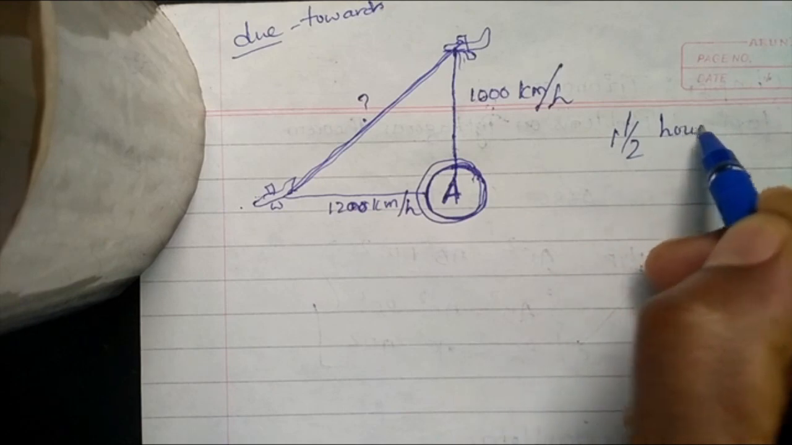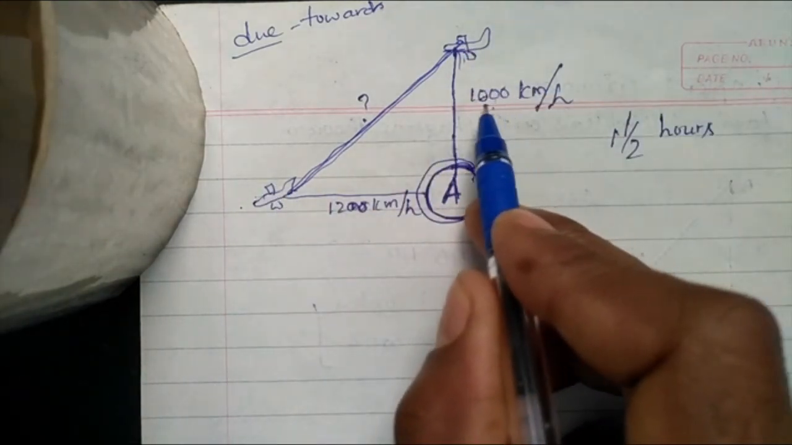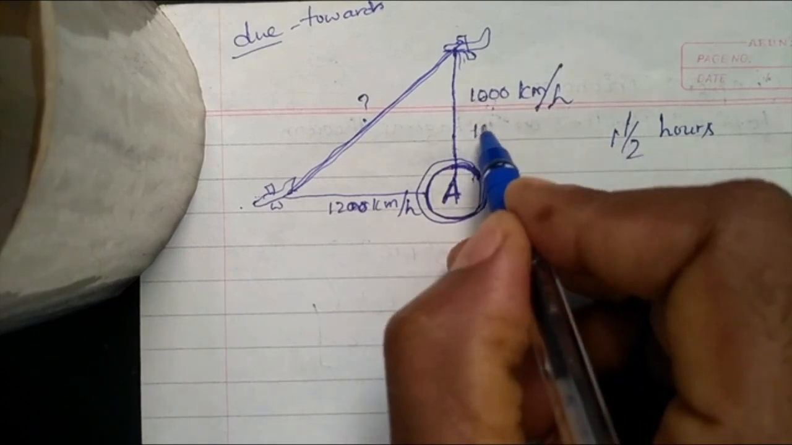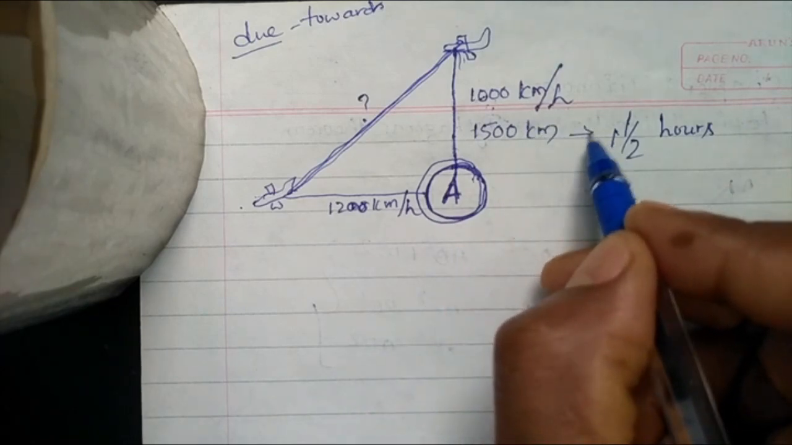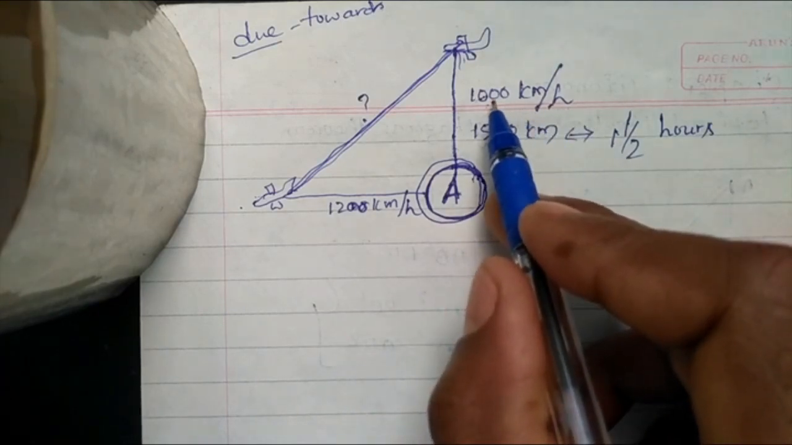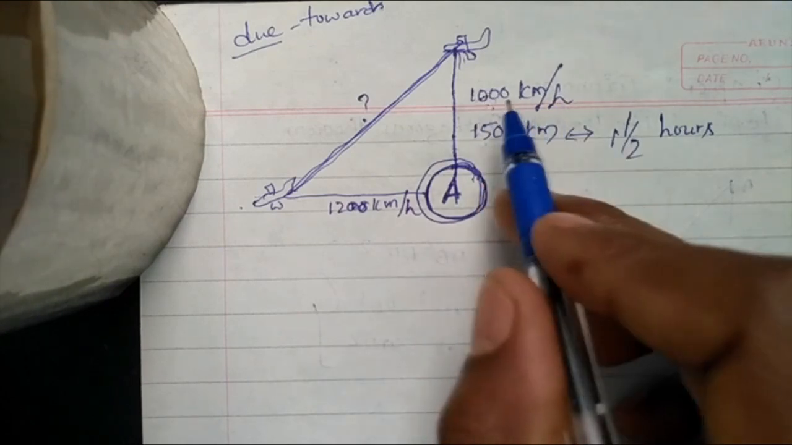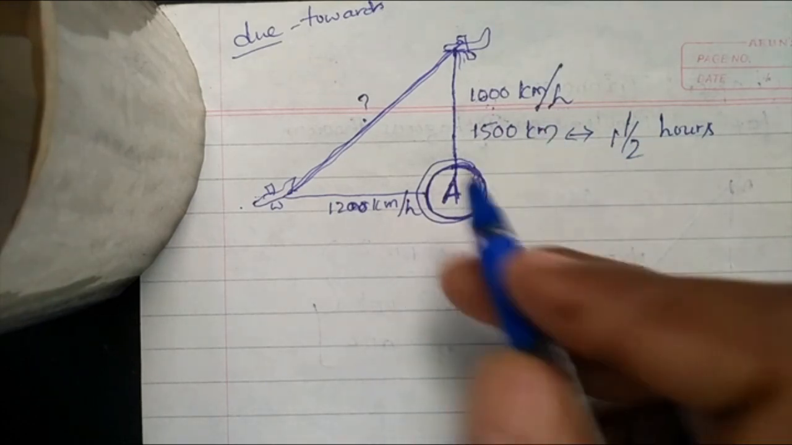In 1.5 hours, what is the distance between both the aeroplanes? What we have written here, 1000, is for 1 hour. So in 1.5 hours how much does it travel? 1500 km it travels, right? In 1 hour 1000, in half an hour 500. Total in 1.5 hours, 1500 km.